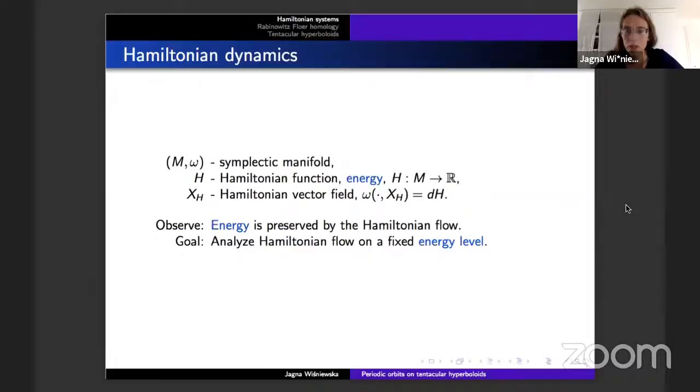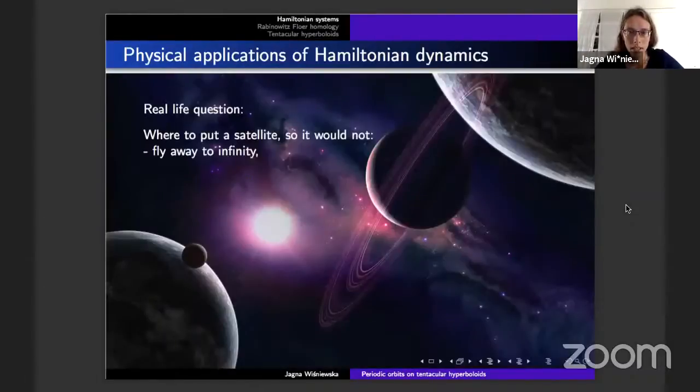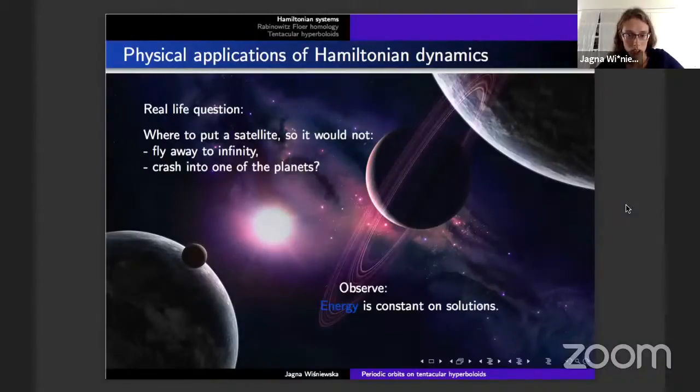So let's think about why Hamiltonian dynamics is interesting at all. Hamiltonian dynamics arose from classical mechanics, which was to describe classical physical systems. Examples of those are to be found in celestial mechanics, where we have a couple of bodies which interact with each other through gravitational forces. A real life question would be: we have those, and now we want to put a satellite somewhere in between, and where to put it so it would not fly away to infinity and would not crash into one of the planets. It is, in fact, a Hamiltonian system, and we know that the energy is constant on the solution.